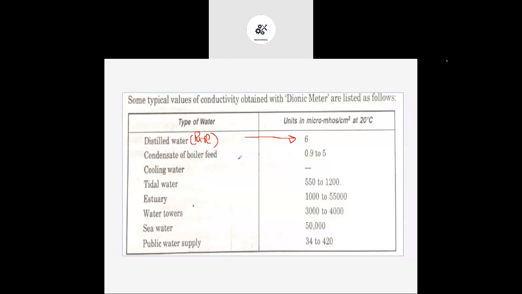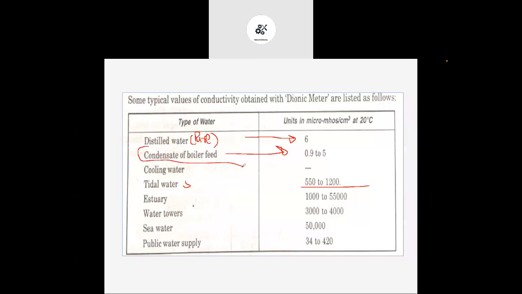For distilled water, the meter will indicate a reading equivalent to 6. Similarly, the condensate of the boiler fluid will show a reading of 0.925. The cooling water is not available. For tidal water, we can see the sea water. The reading is very high because the amount of dissolved salt is very high in the case of sea water. Then water tower, sea water, public water supply.